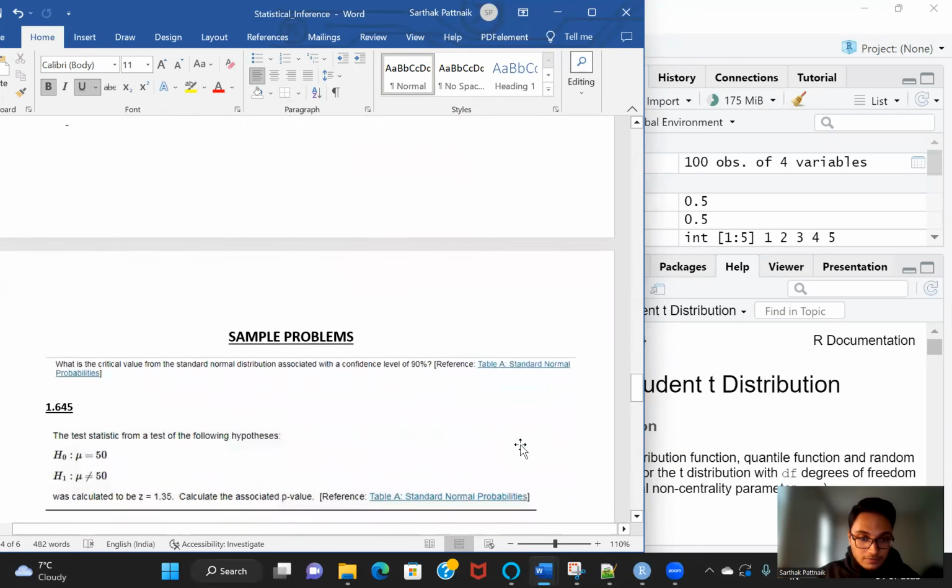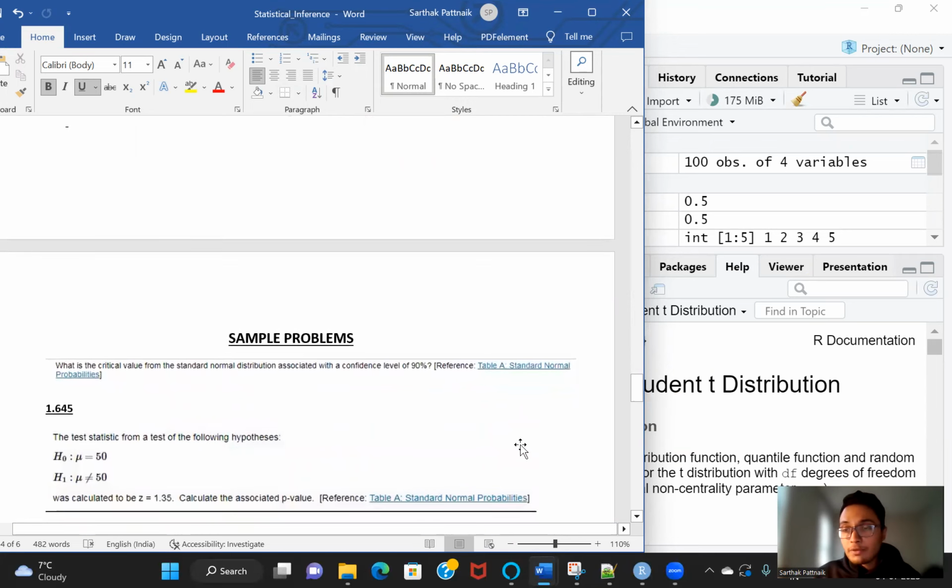Let's move on to the next question. Again, I won't be repeating myself again and again, but the general idea is you should pause the video, read the question, solve it for yourself, and then follow the solution with me. So the next question says the test statistic from a test of the following hypotheses, H naught: mu is equal to 50 and H1, that is the alternate hypothesis, mu is not equal to 50, was calculated to be Z equal to 1.35. You need to calculate the associated p-value.